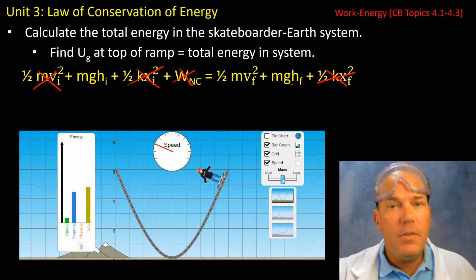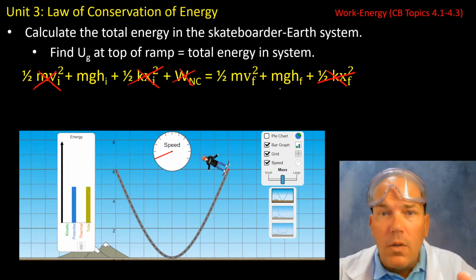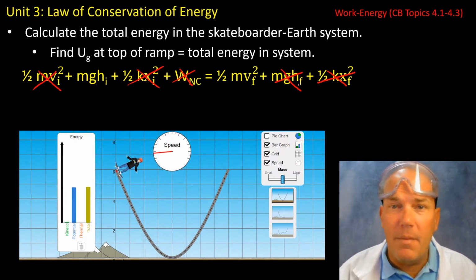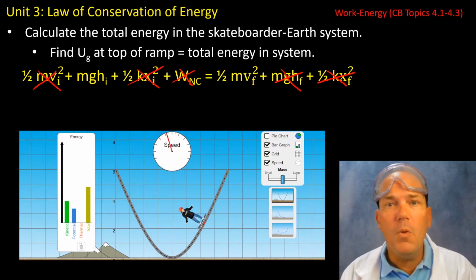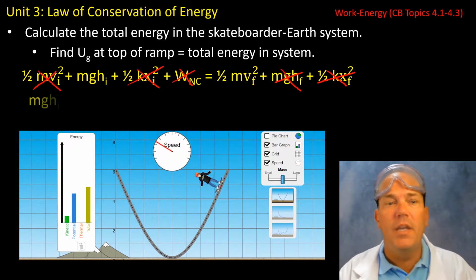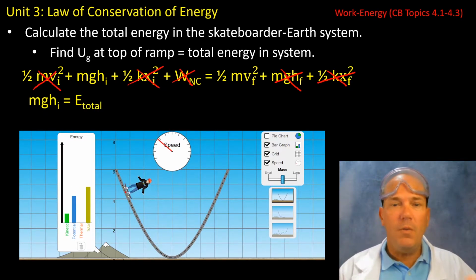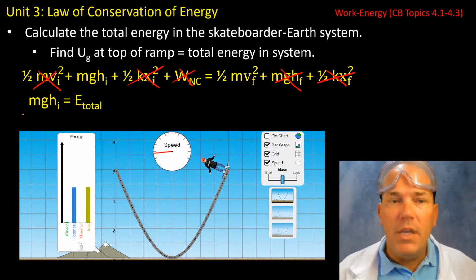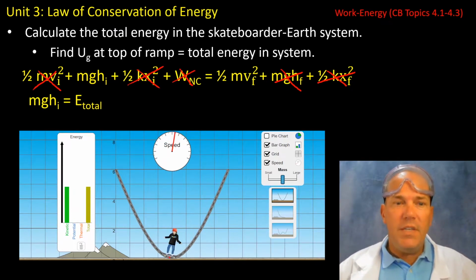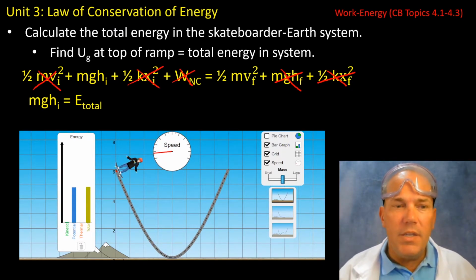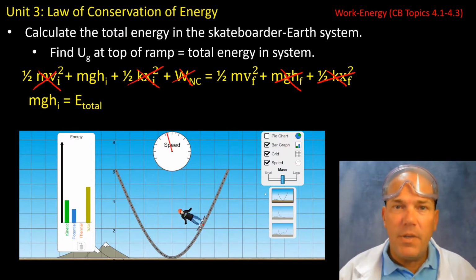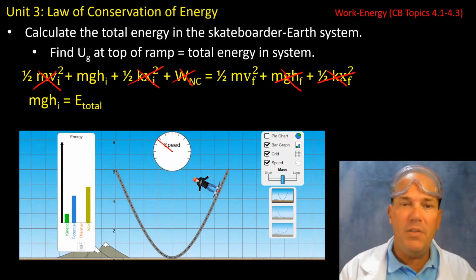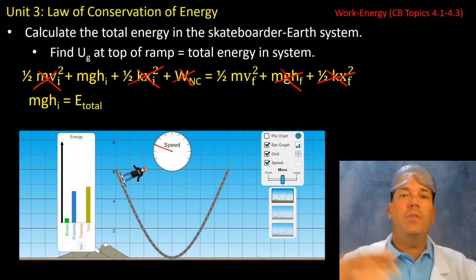Is there gravitational potential energy? No. We're going to put the 0 line down at the bottom of that ramp. There's no more gravitational potential energy. That leaves us with this scenario here, that the total energy for this system is really just the mass times the acceleration due to gravity times the height above the 0 line, or 6 meters. That's going to give us the total energy.